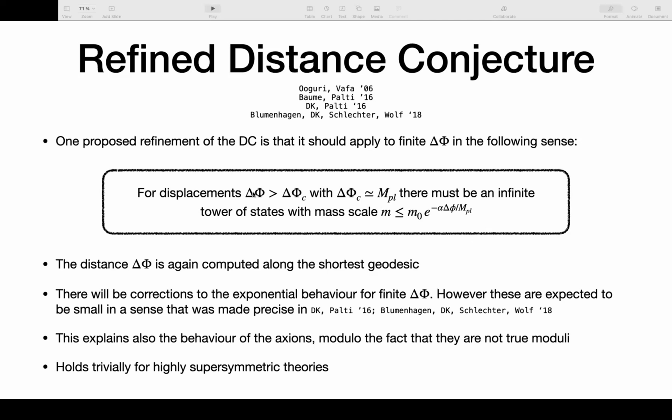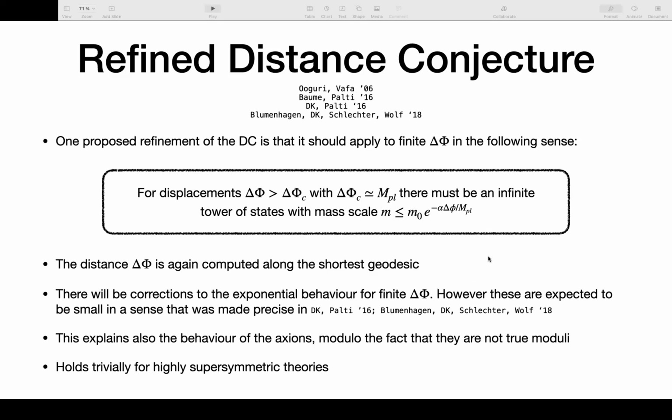For displacements which are larger than some critical distance, which is of order m Planck, there must be an infinite tower of states with exponentially decreasing mass scale. And the statement here can be made a bit more precise, and we try to do so in our paper. So the statement is we can go at most of order 1 in Planck units before the exponential behavior becomes a very good approximation. And after this distance of order 1, the approximation actually becomes exponentially good.